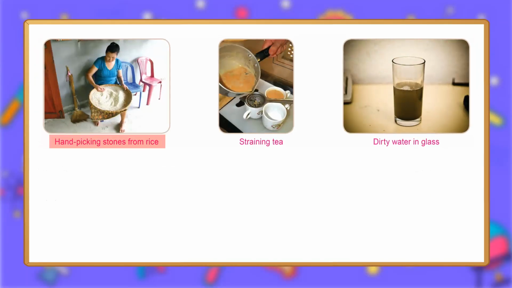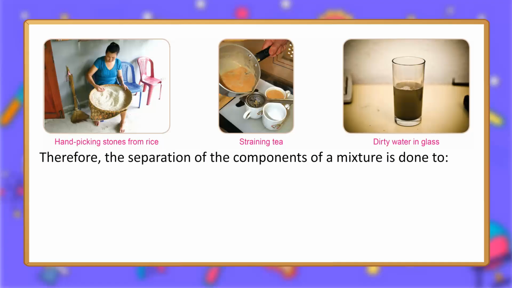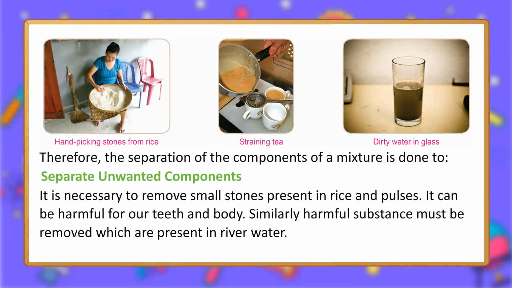Hand-picking stones from rice. Straining tea. Dirty water in glass. Therefore, the separation of the components of a mixture is done to separate unwanted components. It is necessary to remove small stones present in rice and pulses. It can be harmful for our teeth and body.